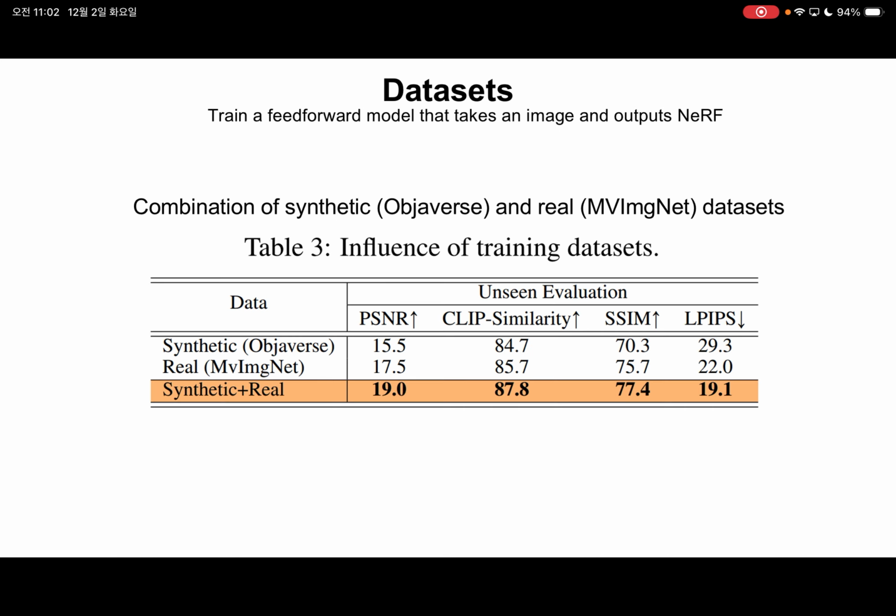And the data set is very important. So they utilize a combination of synthetic and real data sets. PSNR is measuring pixel-wise distance between the rendered image and the target image. The higher the better. If they utilize only a synthetic data set, then PSNR is only 15. Only using real images, the PSNR is only 17, and by combining all of them, the PSNR increases to 19.